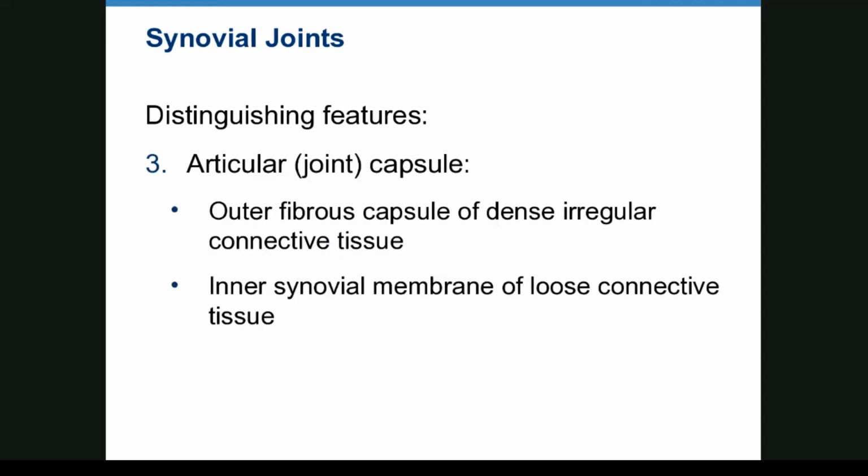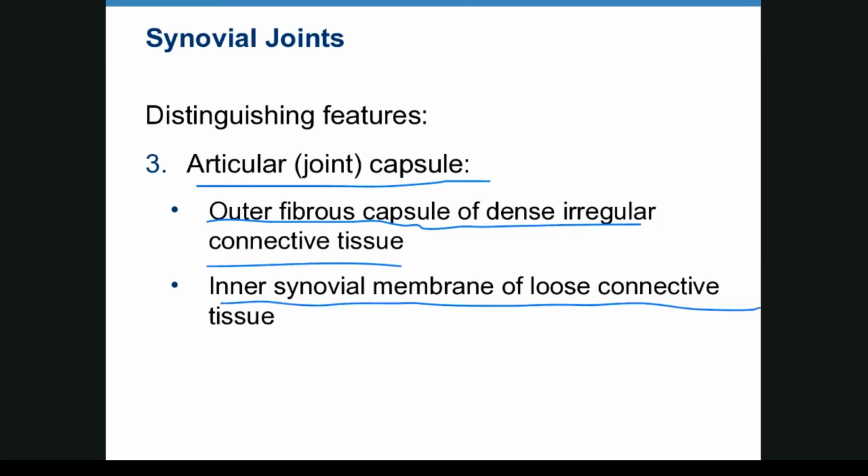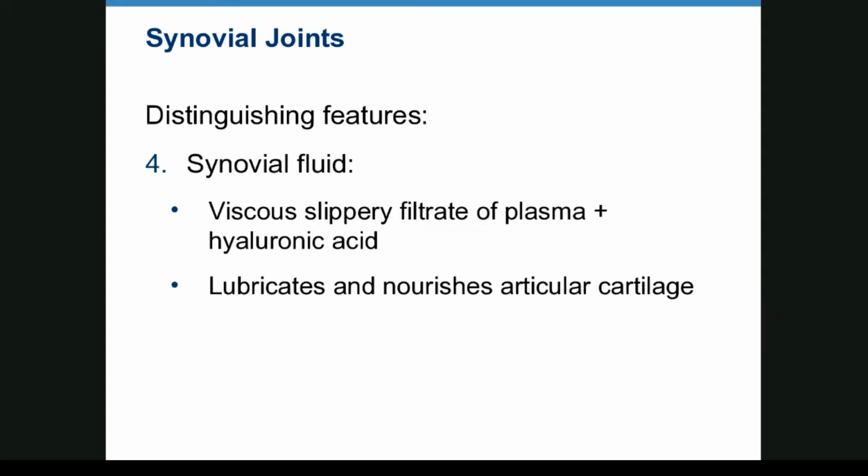They all have an articular or joint capsule with two layers: an outer fibrous capsule of dense, irregular connective tissue, and an inner synovial membrane of loose connective tissue. Synovial fluid is a viscous, slippery filtrate, made of plasma from the bloodstream and hyaluronic acid. And this lubricates and nourishes the articular cartilage.